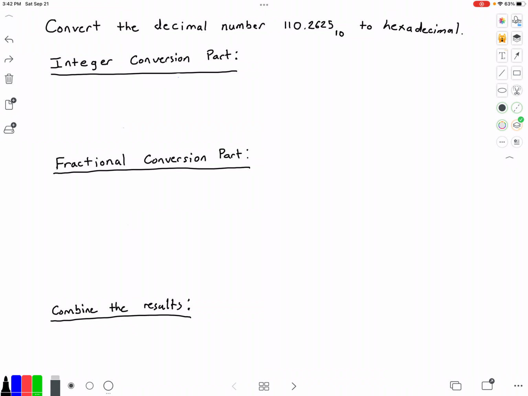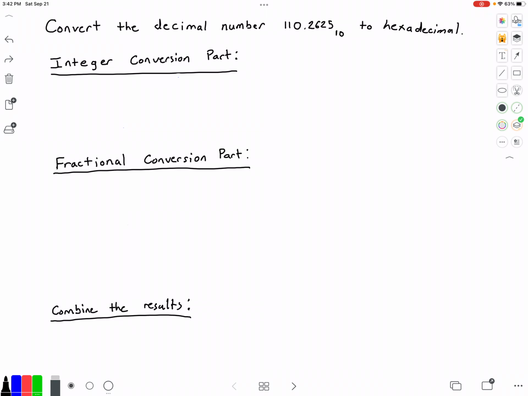So the integer conversion part is going to take the integer portion of that number and we're going to divide it by 16 because 16 is the base number for hexadecimal. And we're going to keep doing that until we get 0 for our quotient. And we're going to make sure to write down the remainders along the way.